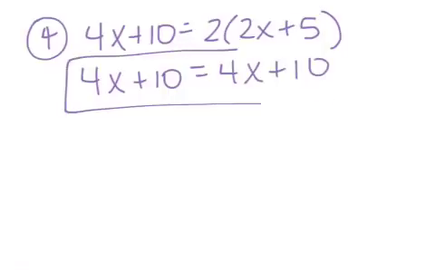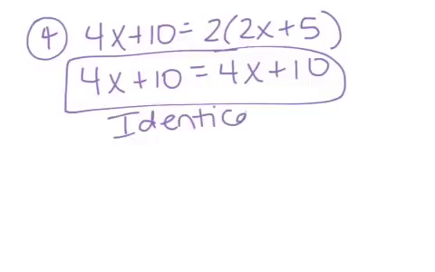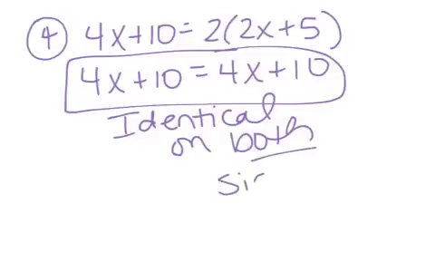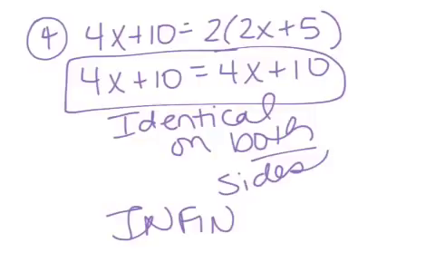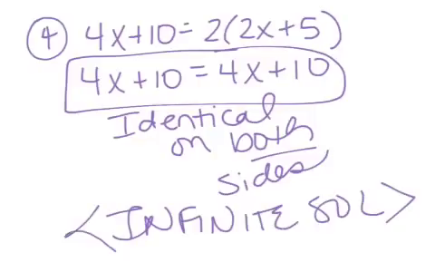Ooh, they're identical already. Identical on both sides of the equal sign. So I know that that is an infinite solutions one. Any number can be put in, and it'll be a true statement, whether you choose 1 for x, or 2 for x, or 3 for x, or 4 for x.